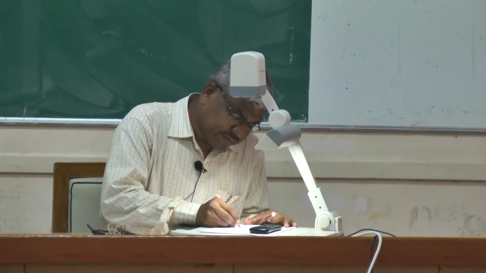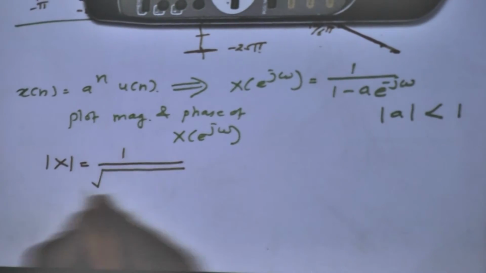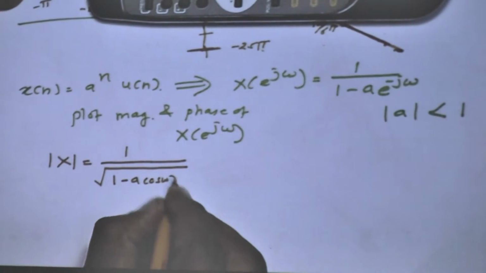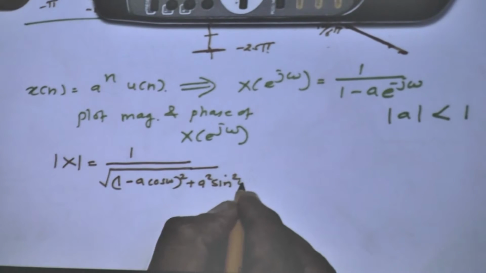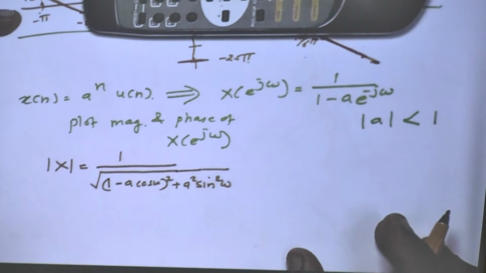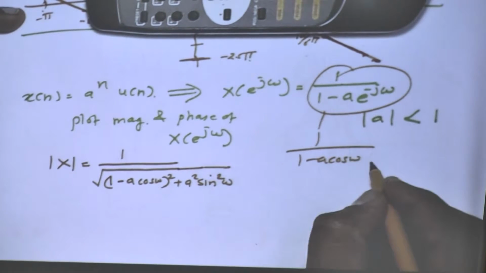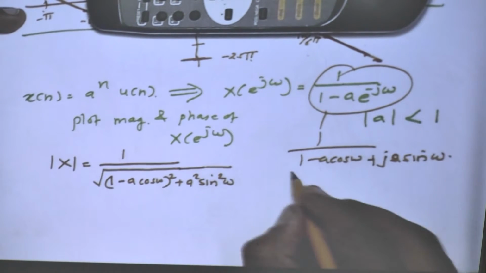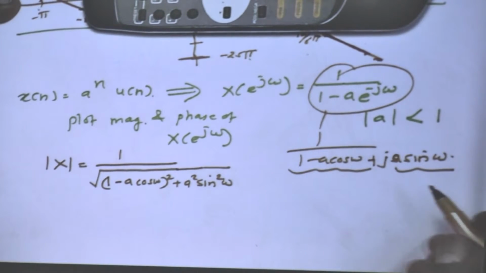So what is mod of X? 1 divided by square root of 1 minus a cos omega whole square plus a square sin square omega. This is mod X. This can be written as 1 divided by 1 minus a cos omega plus j times a times sin of omega. This is real part, this is imaginary part. So magnitude is square root of a square plus b square, for a plus jb.